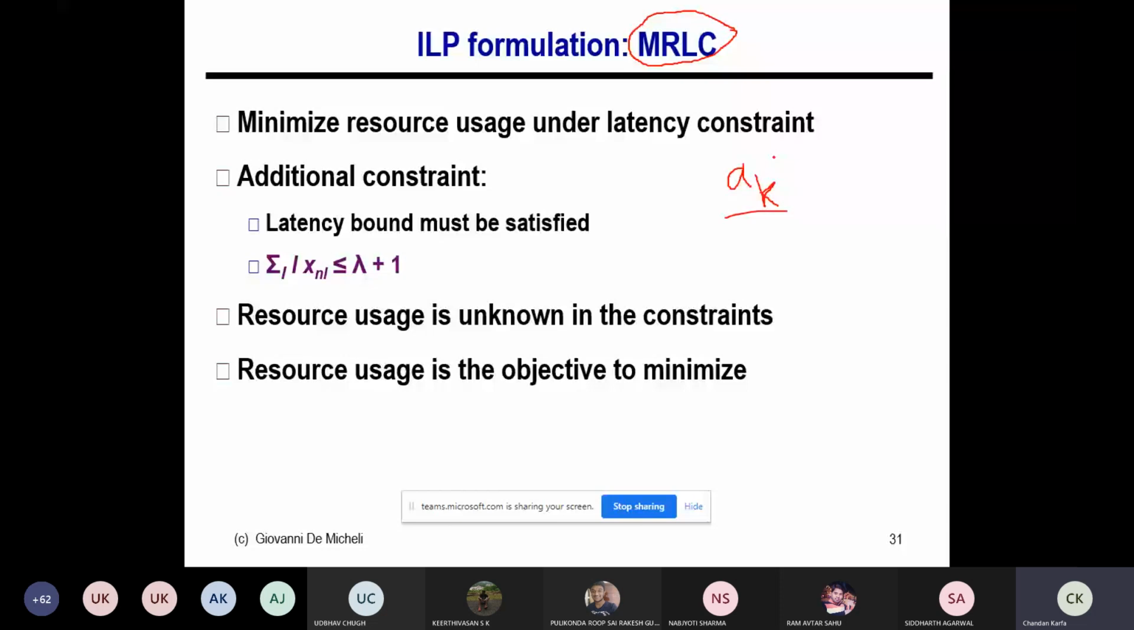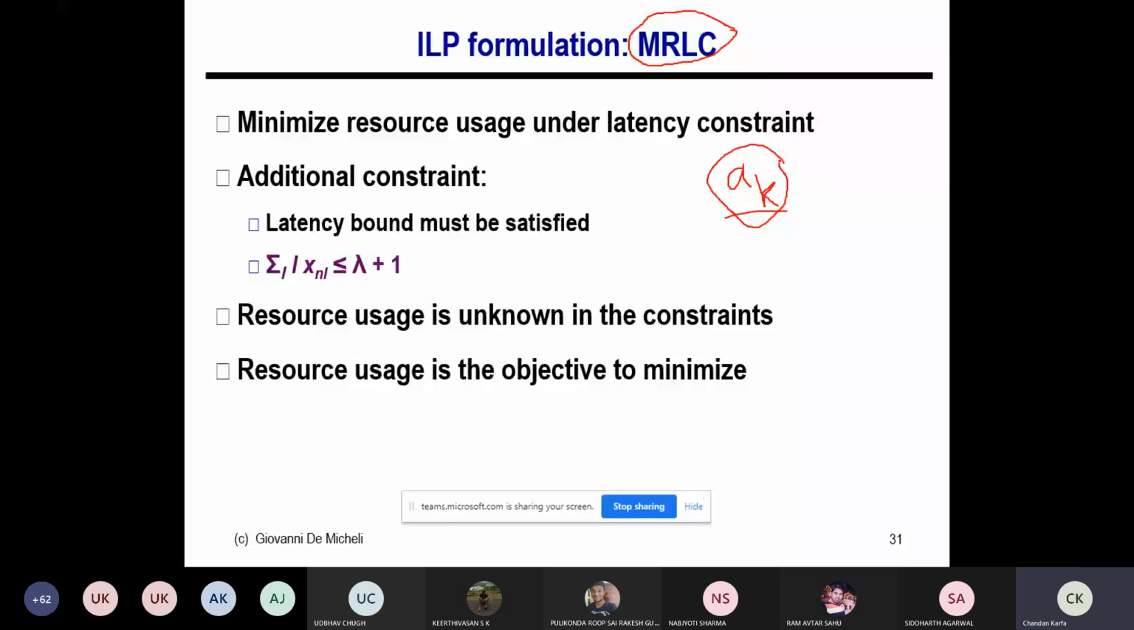And I already explained how the heuristic should work. You consider first the minimum value of lambda. If no solution exists for the minimum lambda, you increase by 1 and again run the ILP, right? That is what I just summarized in my previous slide. But in this particular formulation, my lambda is fixed. I cannot change it. But this A_k, the resource constraint, is not given to me. And I want to find the value of A_k actually. So that is my objective.